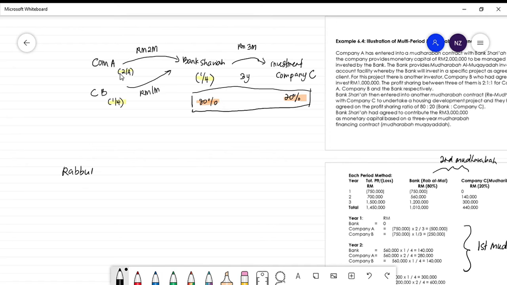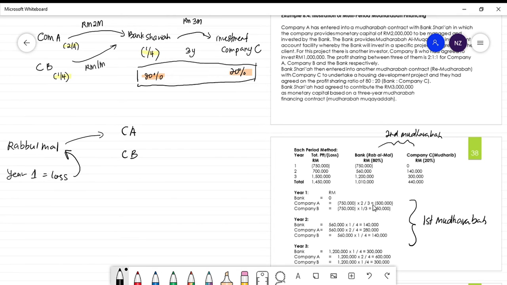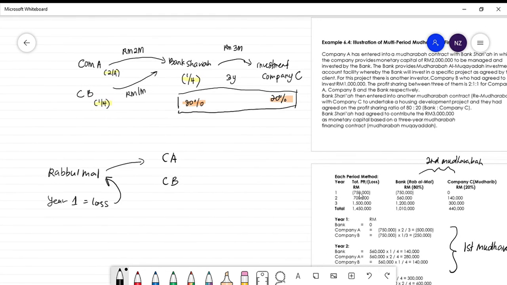So sebab dua-dua ni dia provide capital to the bank syariah, dua-dua kita recognize dia as rockbullman lah. So sebabkan dia dapat loss untuk year pertama tu, loss tu akan di bear by rockbullman, which is rockbullman untuk the first mudharabah sini ada company A and company B. So macam mana awak nak allocate? Awak ambil amount loss tadi RM750,000. Kita amount loss sama je kan.